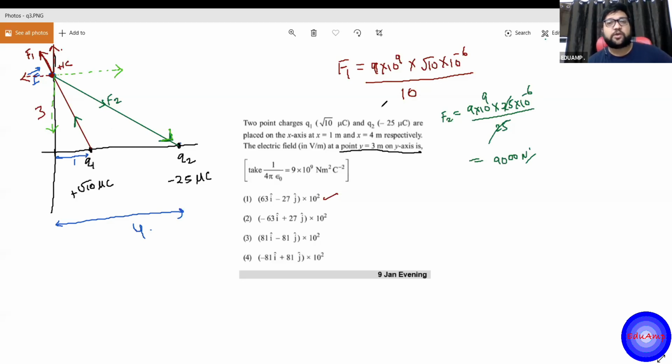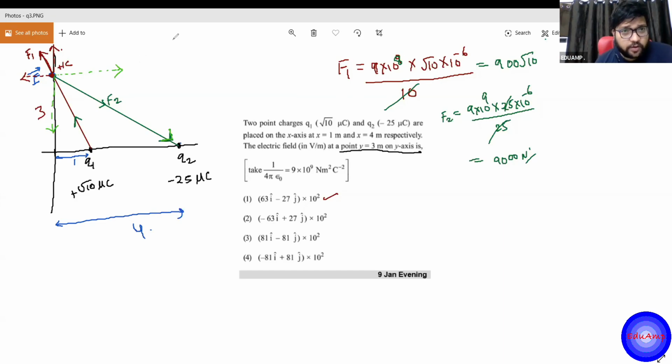F2 magnitude is 9,000. F1 is what? Let's cancel this out also, so this 10 will become 8. So 900 root 10 Newton is the magnitude of F1. Fine. Now we cannot add because the two forces are in different directions. So let's write the components here.